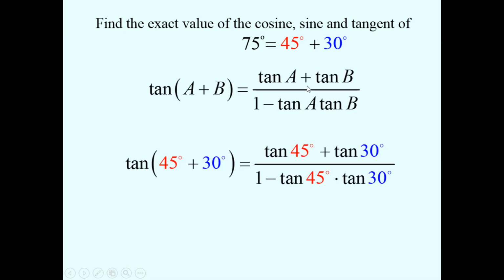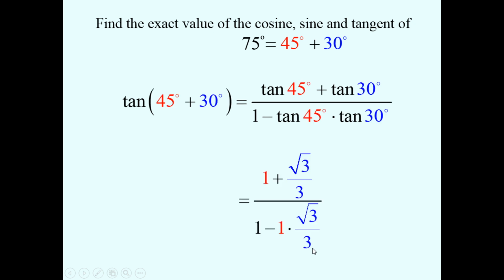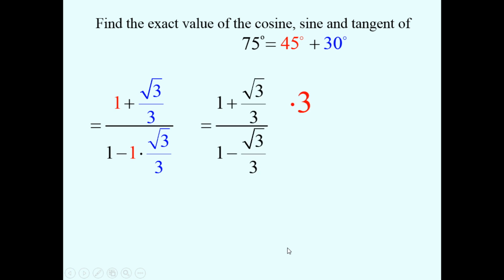But this one you have to worry about the top and the bottom. It's a rational expression. Tangent of 45 is 1, and tangent of 30 is root 3 over 3. Plug in those ratios and then try to simplify it. I'm going to be careful with this. This is a fraction with fractions, so we're kind of going back from trig to algebra 2. Simplify by multiplying 3 on the top and the bottom, rationalizing it. Distribute, so we get 3 plus root 3 over 3 minus root 3.